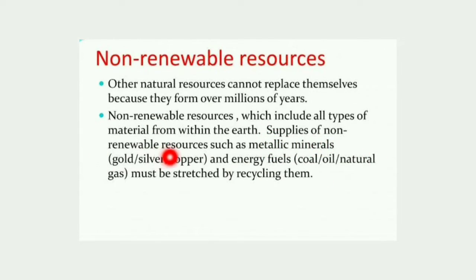Supplies of non-renewable resources include metallic minerals like gold, silver, copper. We cannot make them on our own because they took millions of years to form. By mining, we can get them from within the earth. There are some energy fuels as well: coal, oil, natural gas, and we must find a way to recycle them. So we must know how to use them in a controlled way.